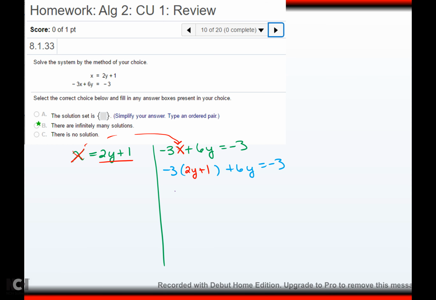Distribute the negative 3: negative 6y minus 3 plus 6y equals negative 3. And what happens is a negative 6y and a positive 6y cancel each other out, and what's left is negative 3 equals negative 3, which is true, which means there are infinitely many solutions.